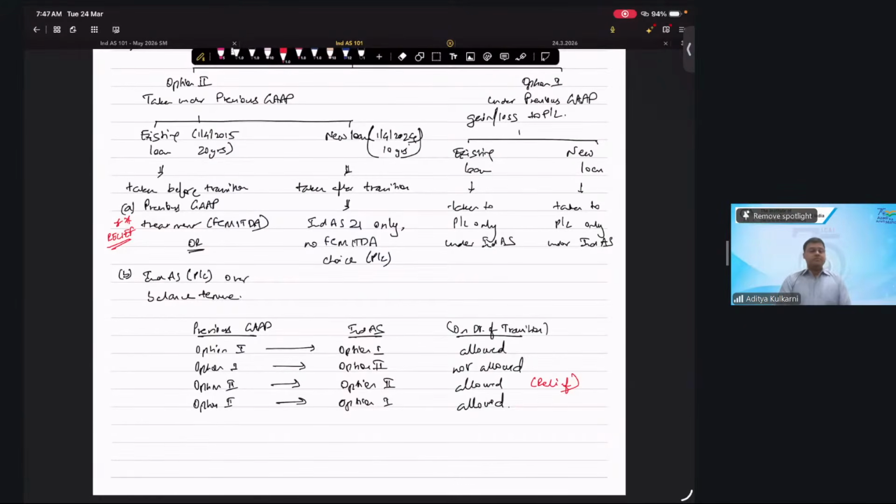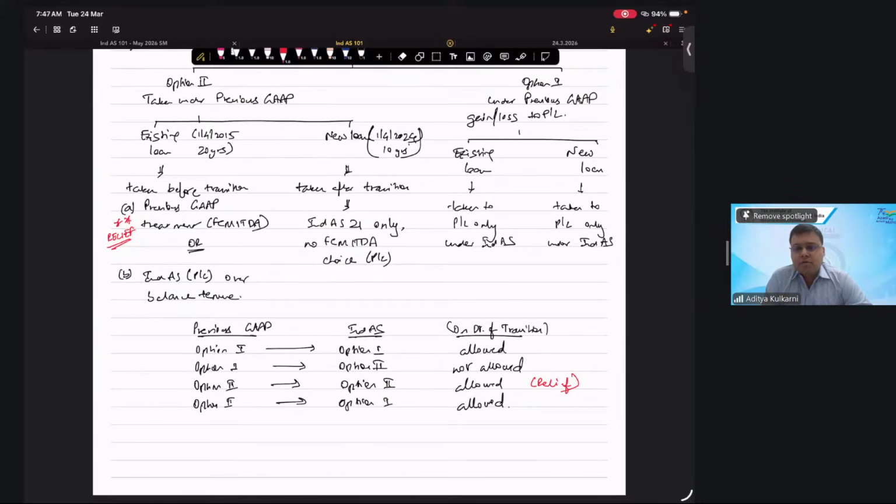Yes. What about the reserves, sir? We will make it zero, because we were following option 2 in the previous GAAP, no, sir. So we will have the FCMITDA reserve pending. You will move it to reserves. Okay, because now once you have elected the option to move it to the P&L, henceforth, in the fourth option, you cannot keep that reserve, na? Yes, sir. We will move to retained earnings. It will go to retained earnings.